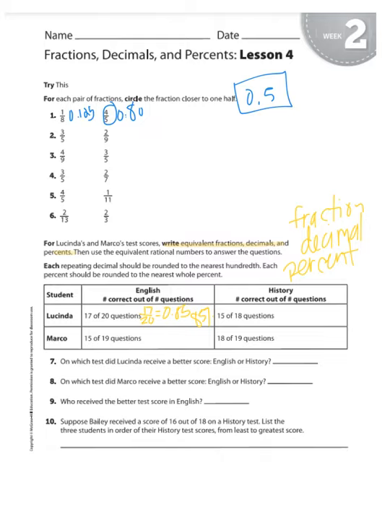So for history, 15 over 18 as a decimal, it's going to be 0.83 repeating, so that would be 83%. So on number 7, it says, on which test did Lucinda receive a better score, history or English? So in English, she got an 85%, and history, she got an 83%. So she would have done better in English. So once you get the chart filled out, then you can answer the questions. You do not have to do number 10.